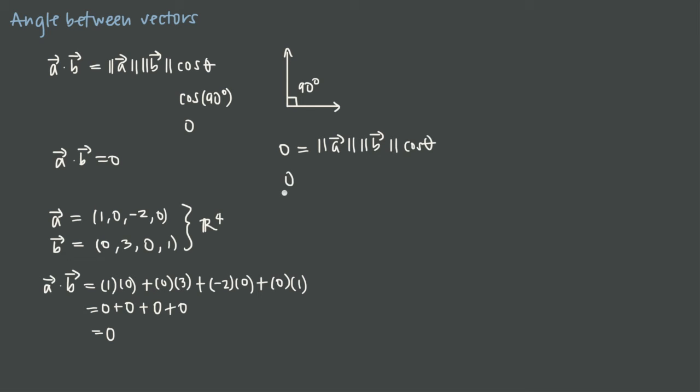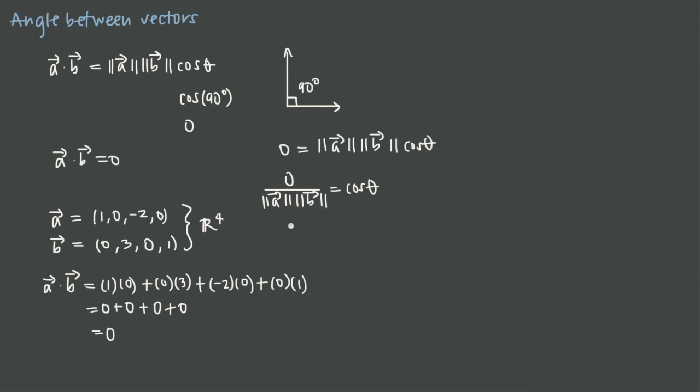We would get 0 divided by the length of the vector a times the length of the vector b, and that would be equal to cosine of the angle between them. Well, 0 divided by any non-zero value, and we know that these here are non-zero. The length of a and b are both non-zero.